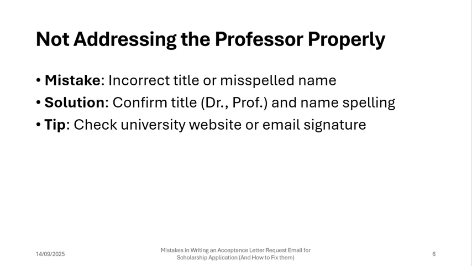Suppose if he is a doctor, he is a PhD doctor, you can write Dr. ABC. And if he is a full professor or associate professor or assistant professor, you have to carefully check his designation on the website. And then you will properly address him so that he can see that you are very serious and you know his name and other details.